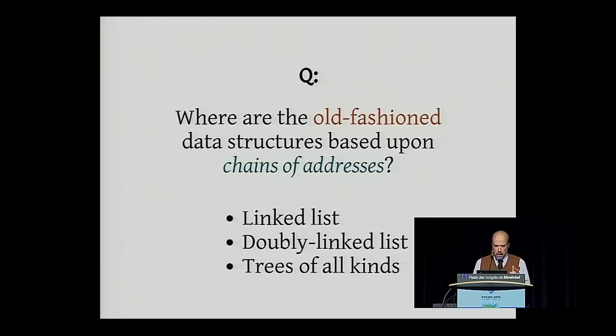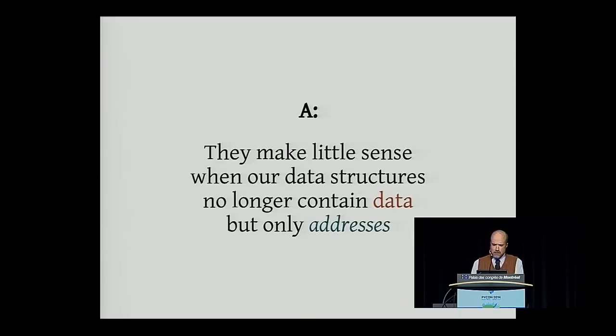So, where are all of the old-fashioned data structures? All the ones you read about in Donald Knuth, Book 3, the linked list, the doubly linked list, and all of the trees. My suggestion is this: you don't see them in Python code because they make very little sense when our data structures no longer contain data, but only addresses.